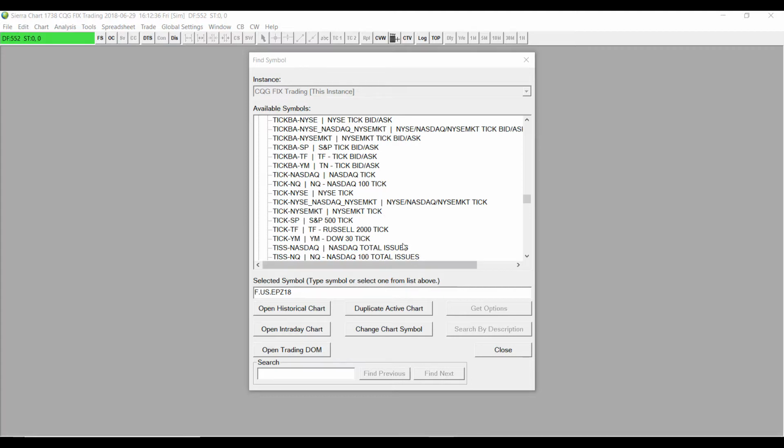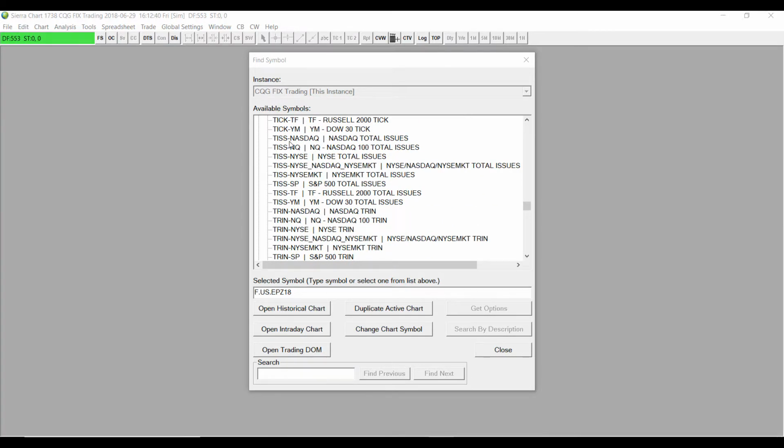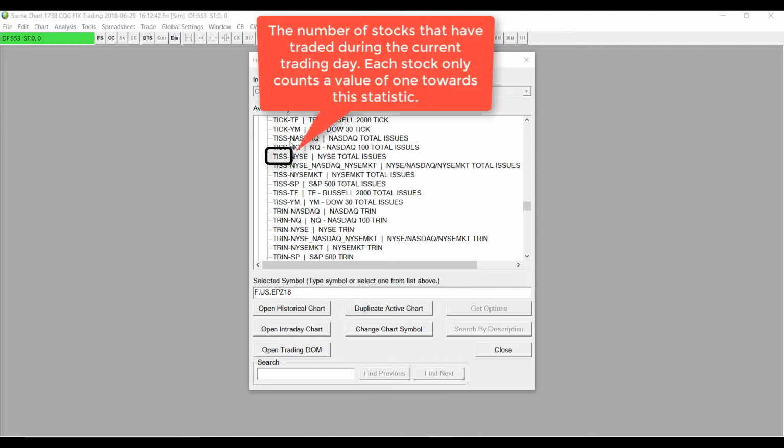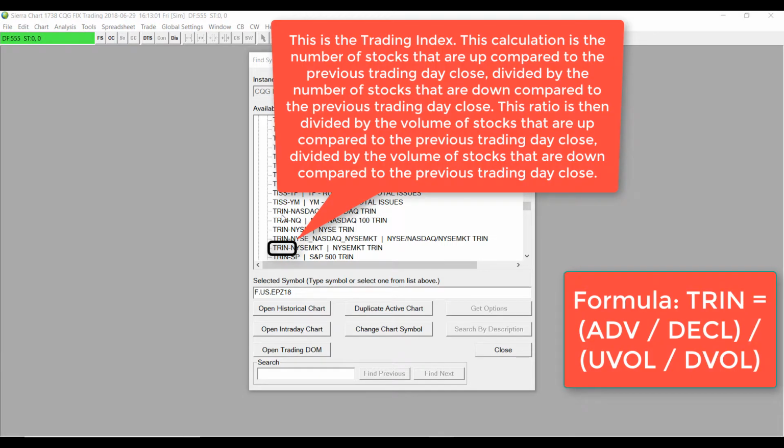Alright, so after the tick BA, I'm going to jump back forward, and this time we're going to do the TISS. The TISS definition is the number of stocks that have traded during the current trading day. Each stock only counts as a value of 1 towards this statistic. And located directly under that, we have the trend. Now, this is the trading index.